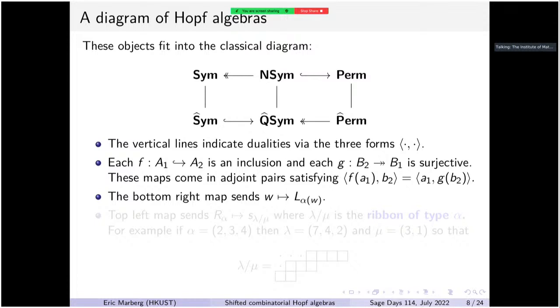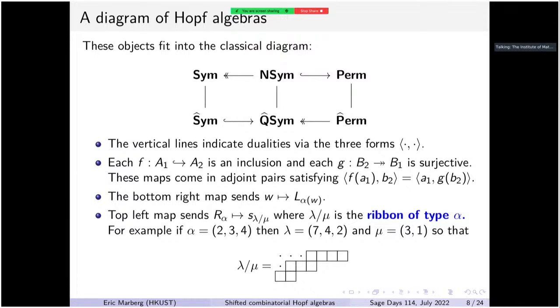We've already seen that this is the map that sends a permutation, which is the basis of this Hopf algebra, to this fundamental quasisymmetric function. And then, less trivially, you can compute that this top left map is sending this basis element R alpha to a certain skew Schur function, where the skew shape here is a ribbon of type alpha, which is best explained by an example. If alpha is 2, 3, 4, then we want to have 2 boxes here, and then 3 boxes here, and then 4 boxes here, and we connect them in this ribbon shape. So the relevant lambda and mu is something like 7, 4, 2 and 3, 1, just to get this type of ribbon.